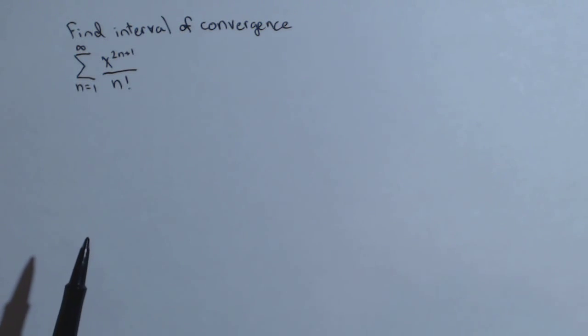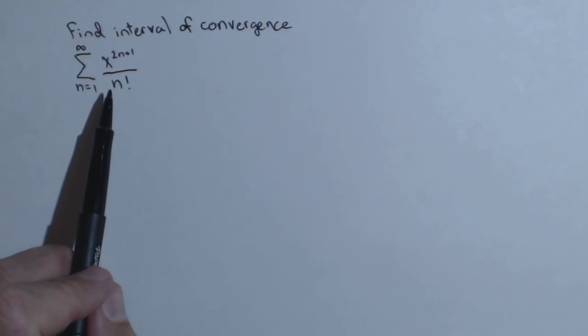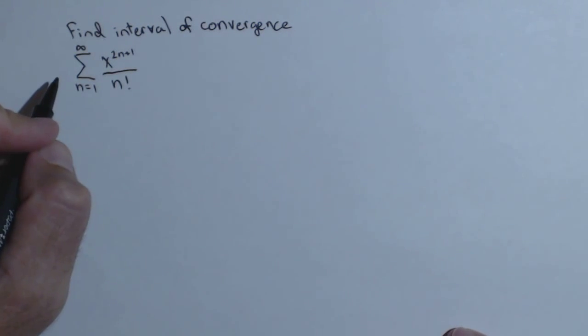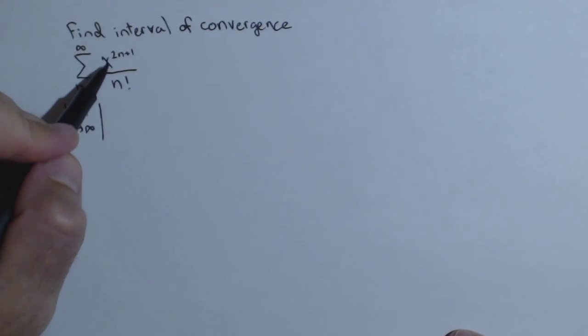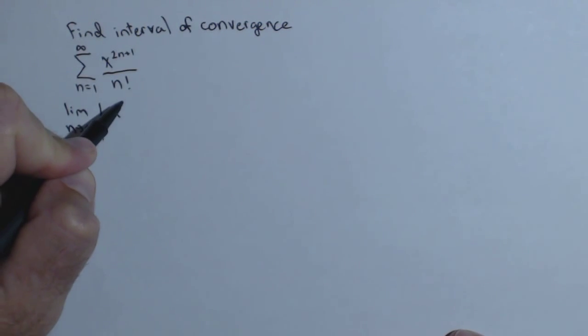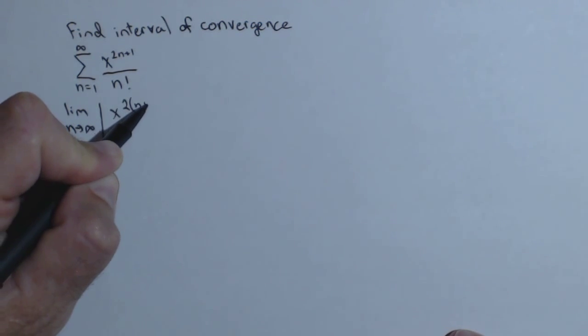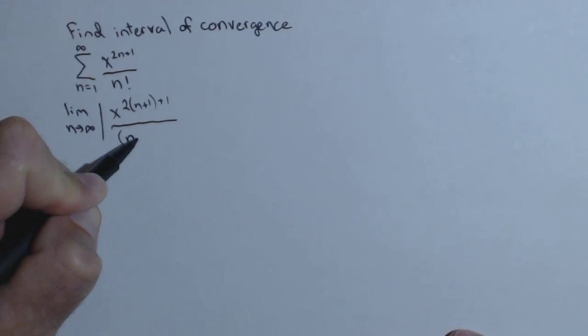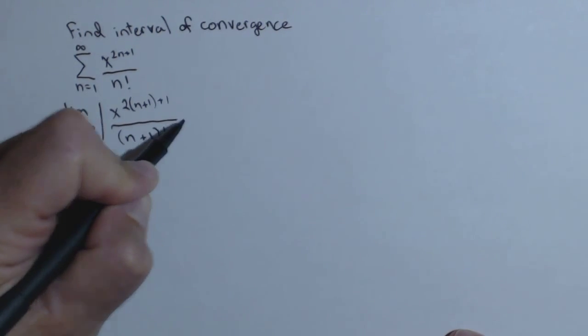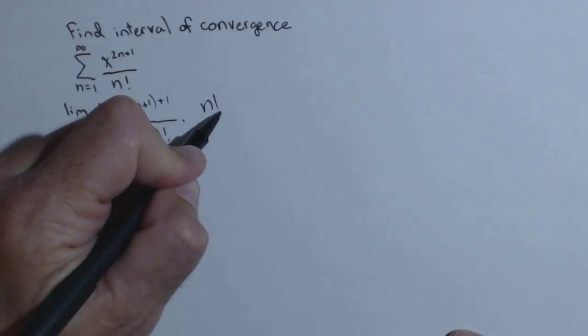In this video, we're going to find the interval of convergence of the following power series. So, just like doing the radius of convergence, we start with our ratio test: the limit as n goes to infinity of a sub n plus 1. So we put in n plus 1 any place we have an n, and don't forget your parentheses, times the reciprocal of a sub n.